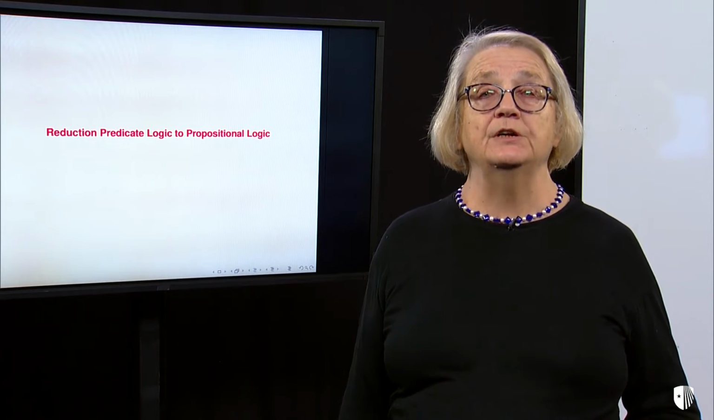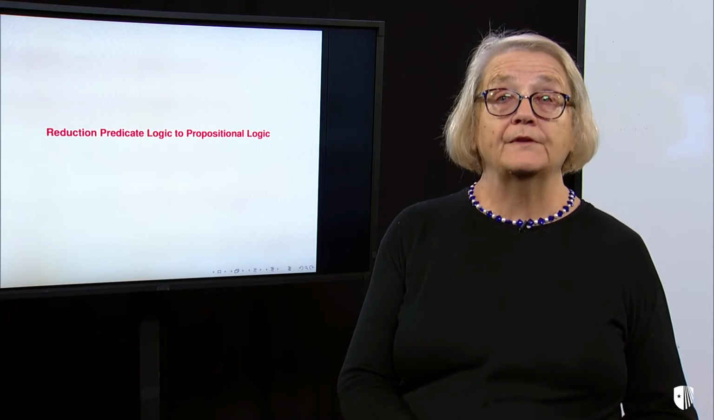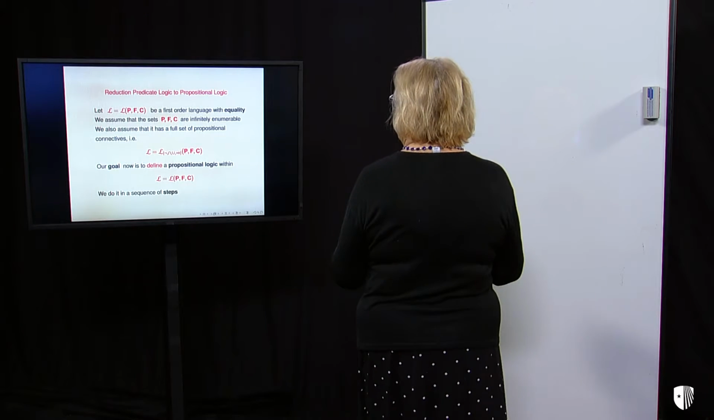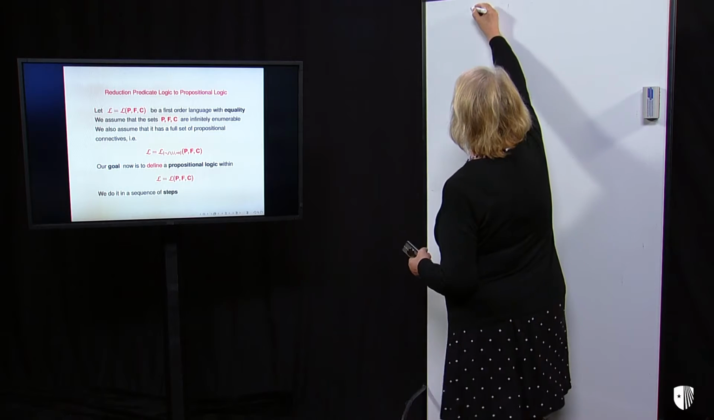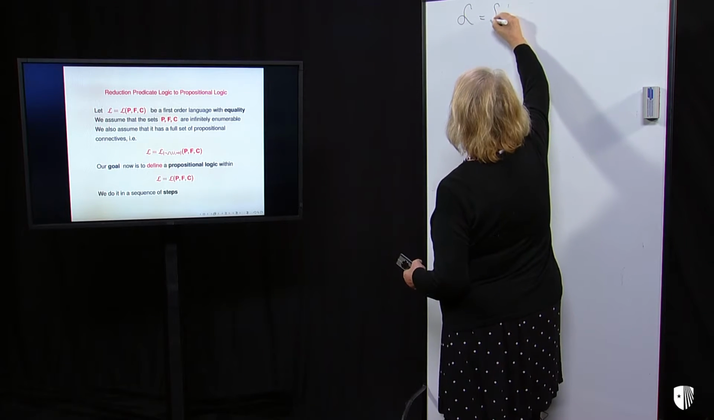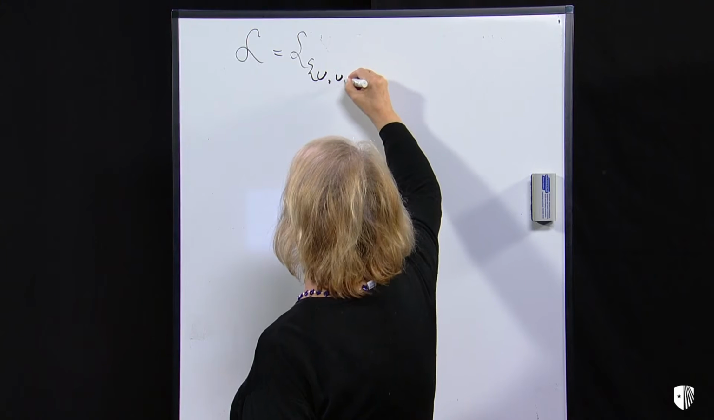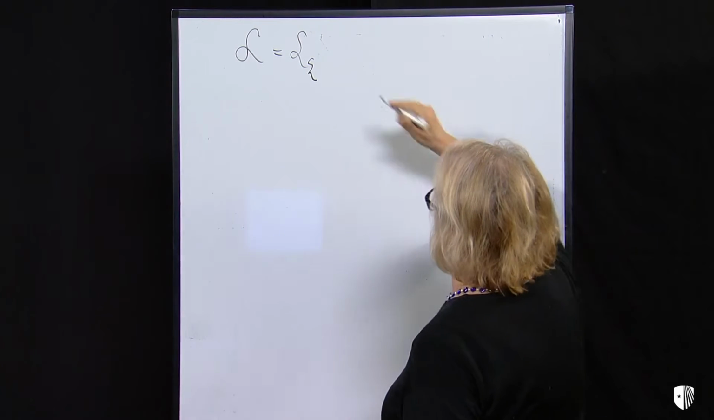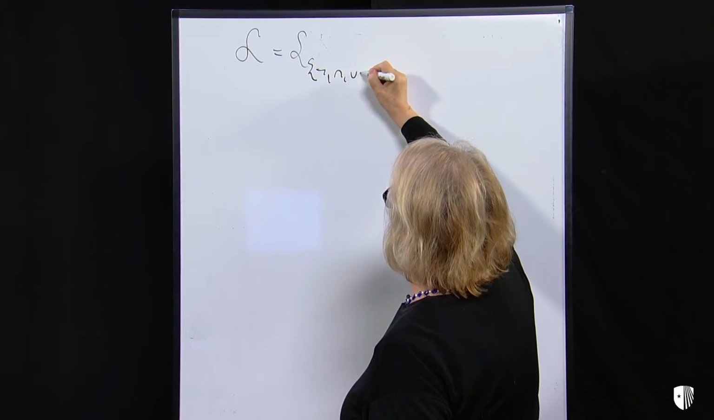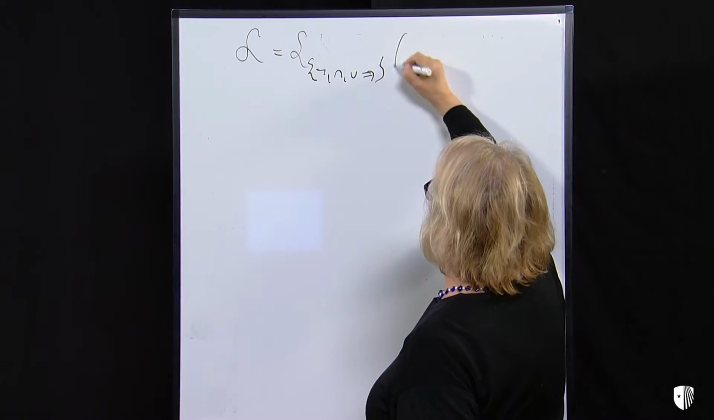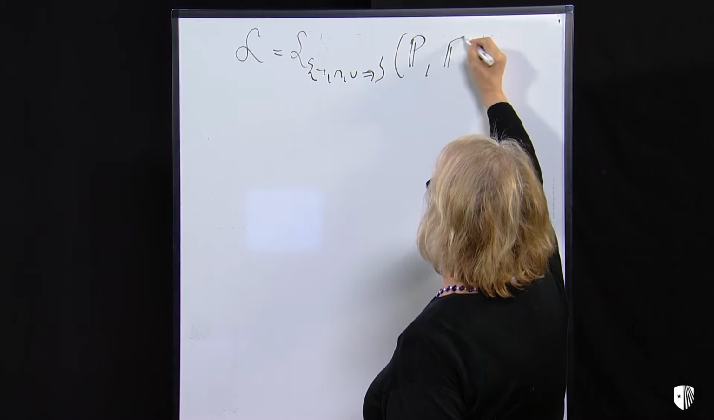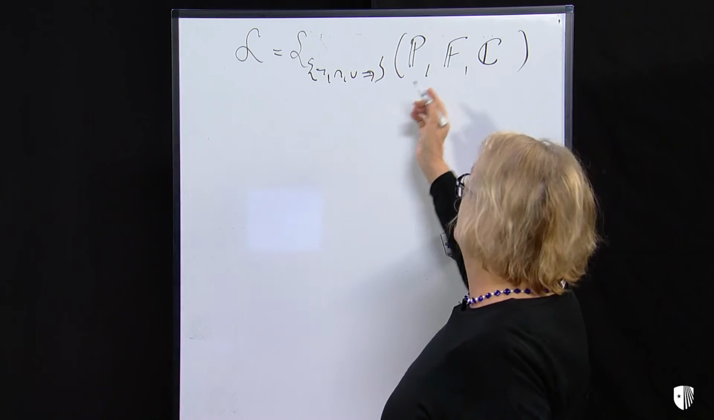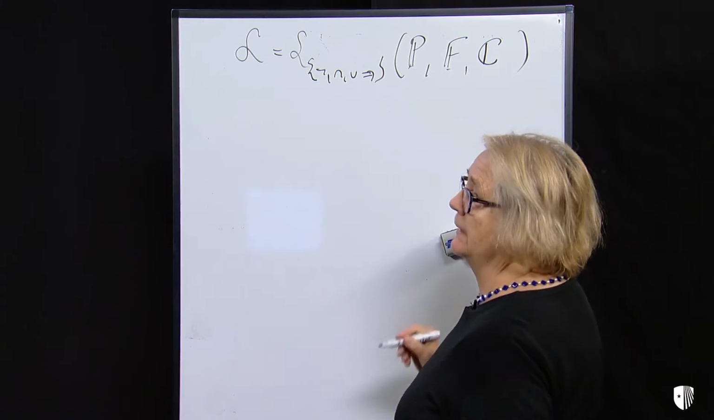So, the first step is reduction of predicate logic to propositional logic. Here is our language, and I'm going to write it down. We have all connectives, negation, conjunction, and so on. And then we have the full set of predicate, functional and constant symbols, each one countably infinite.